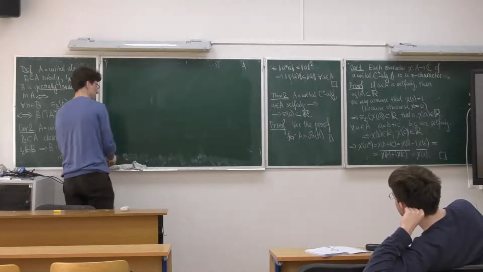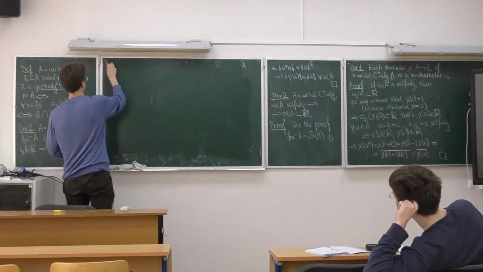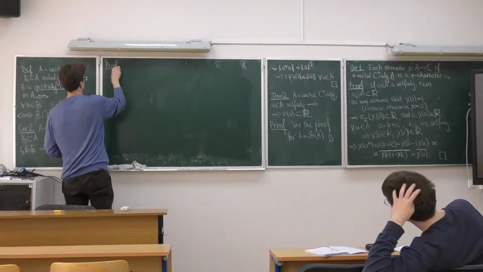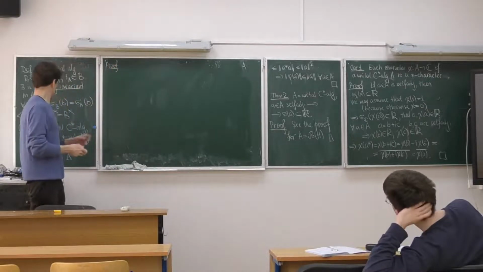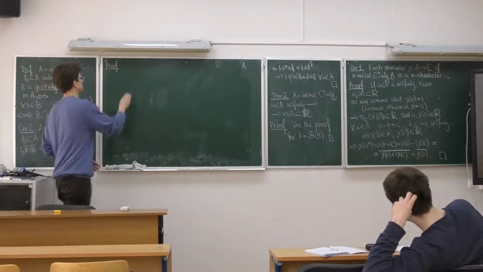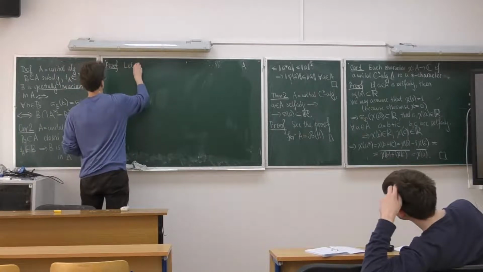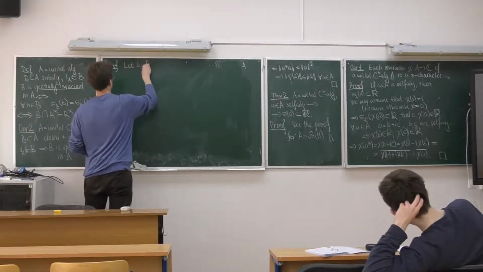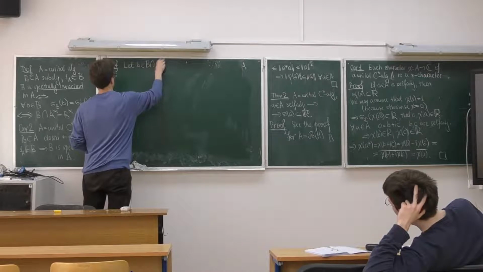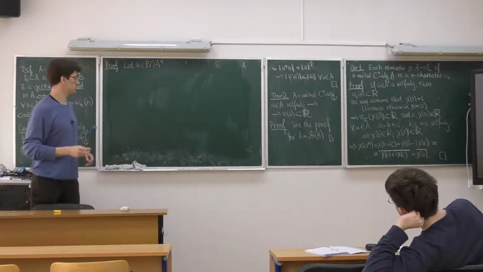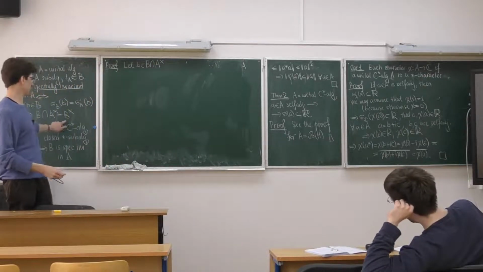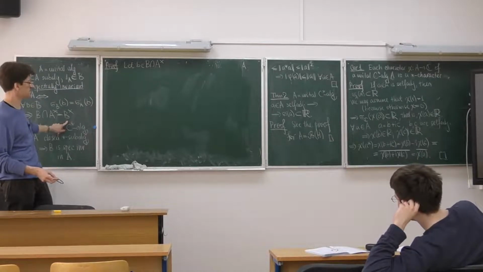So what we want to do is to deduce this result from theorem 2. So let's take an element, little b, in the smaller algebra B, and suppose that b is invertible in A. So what we want to do is to show that b sits in here, so it is invertible in B.